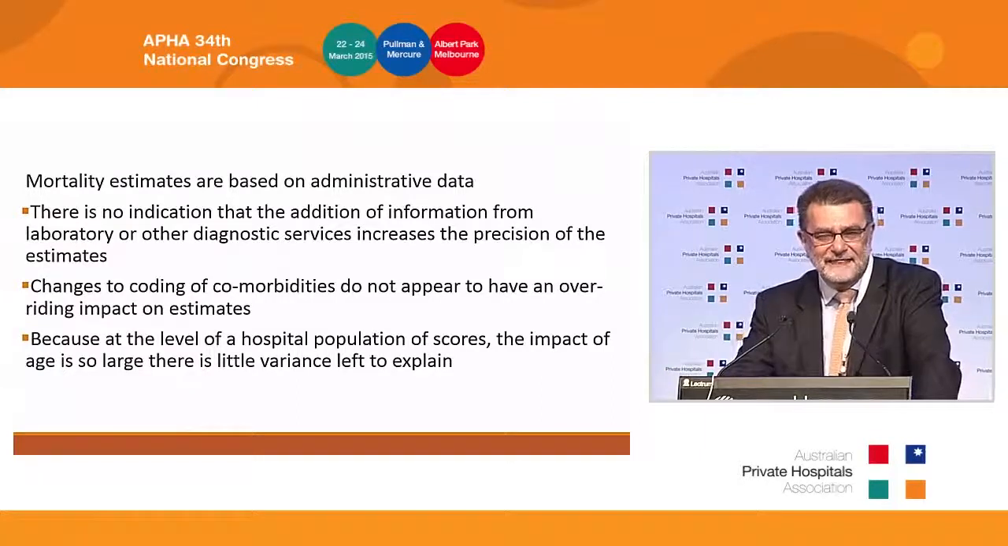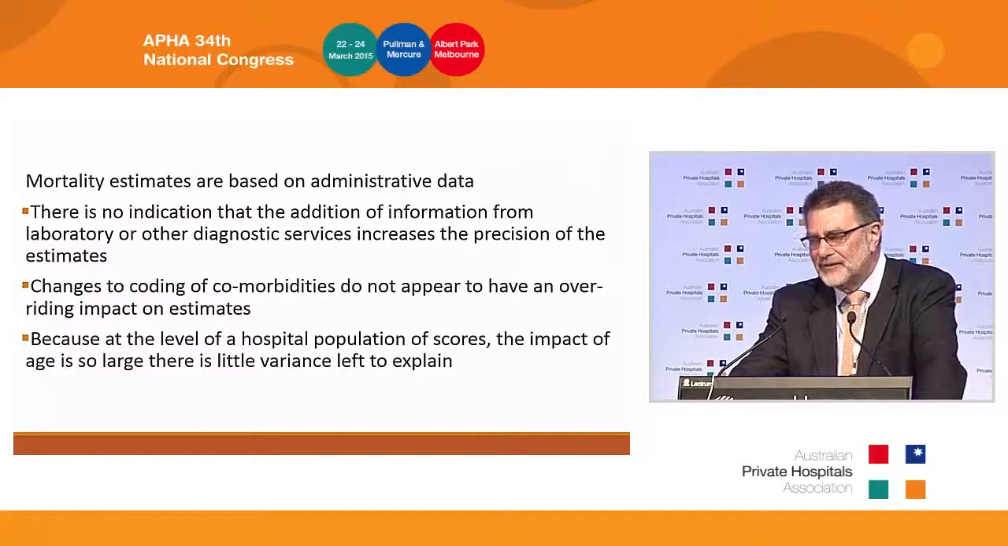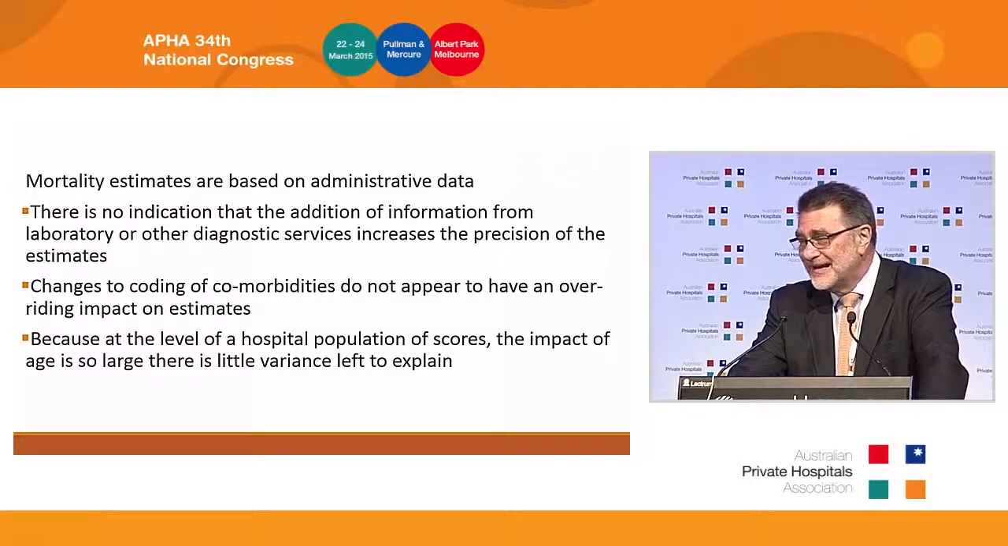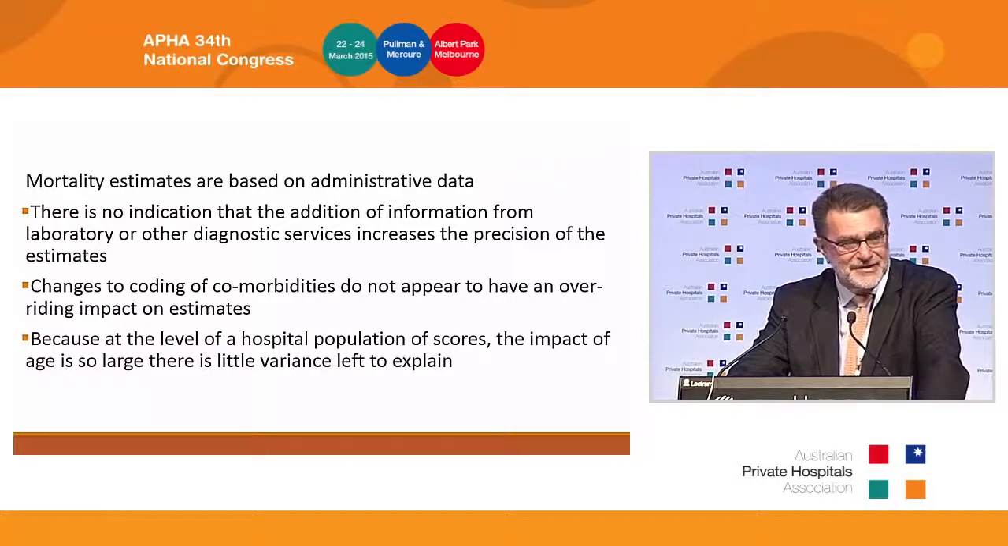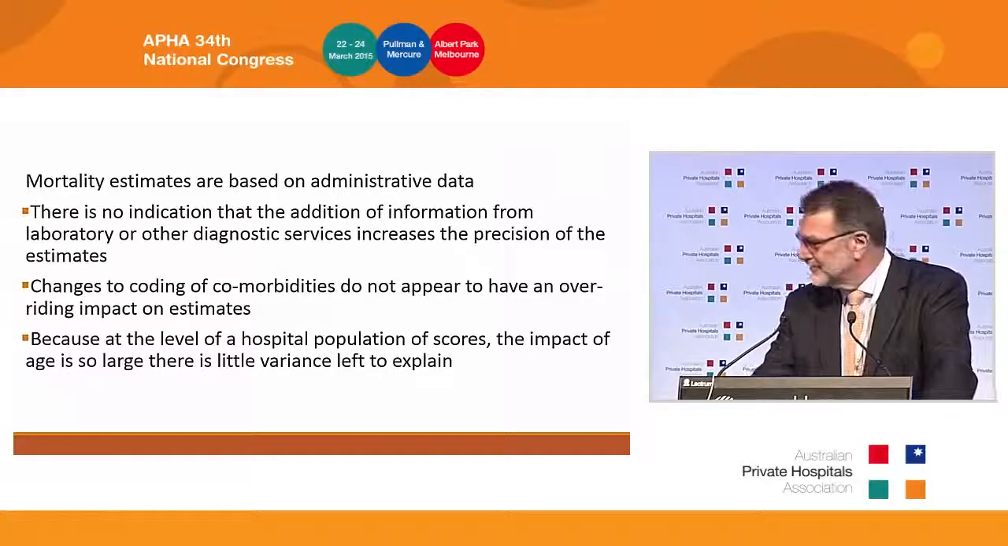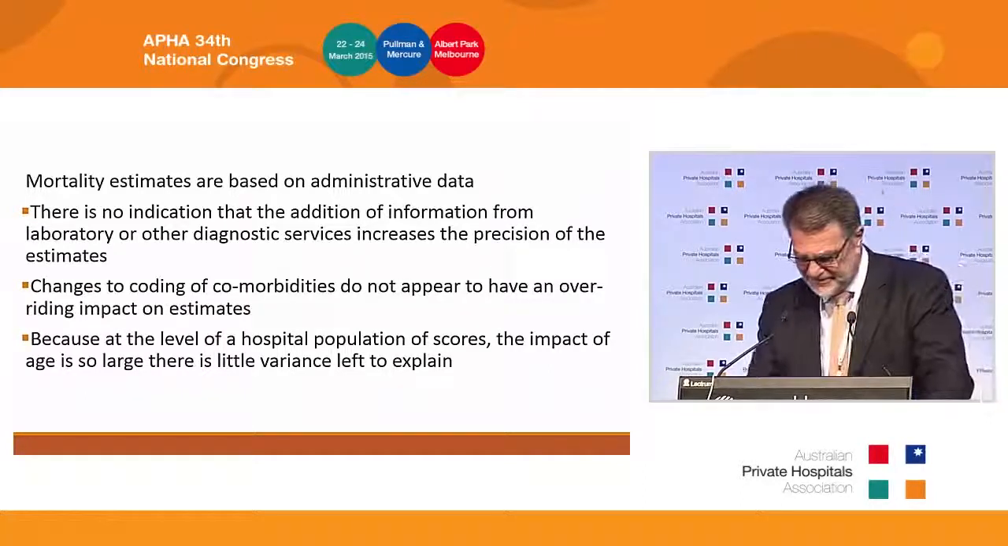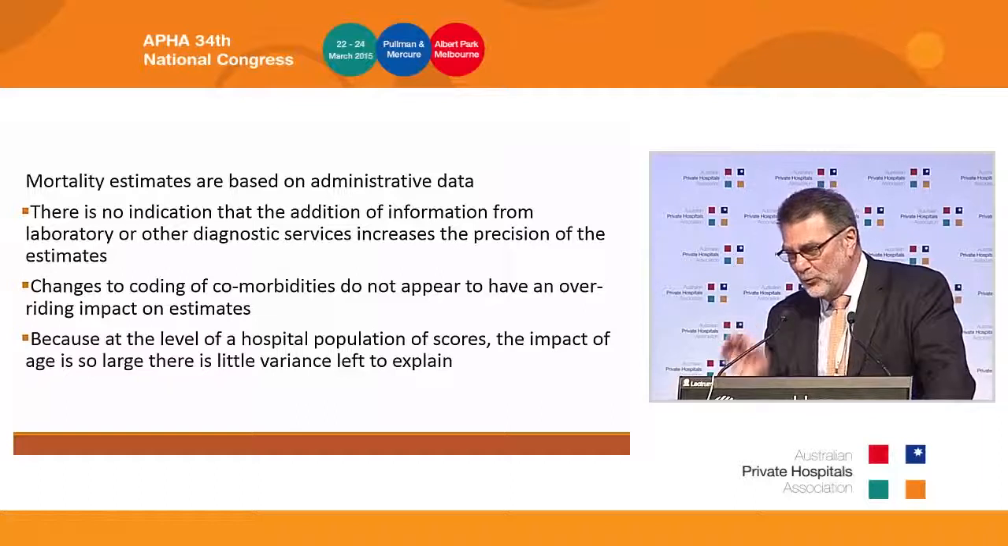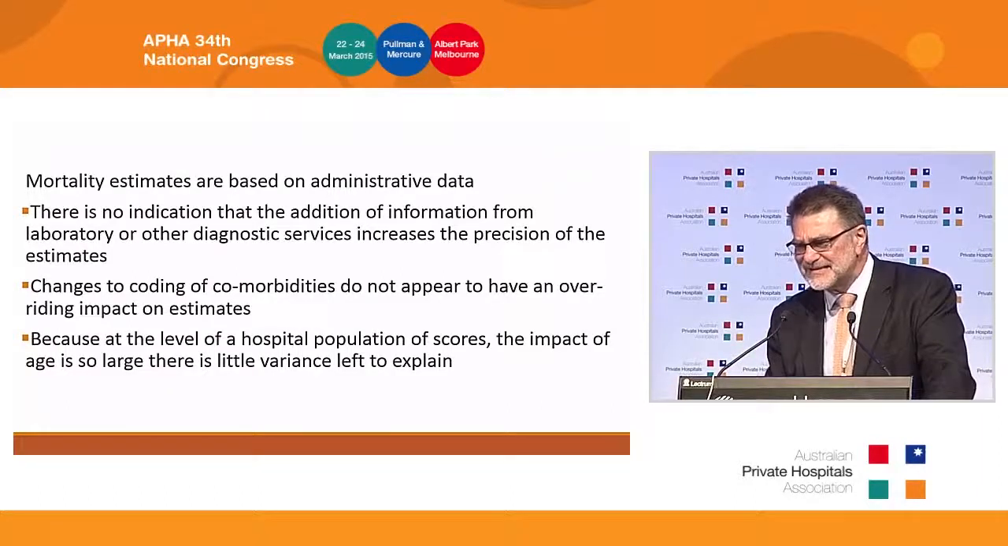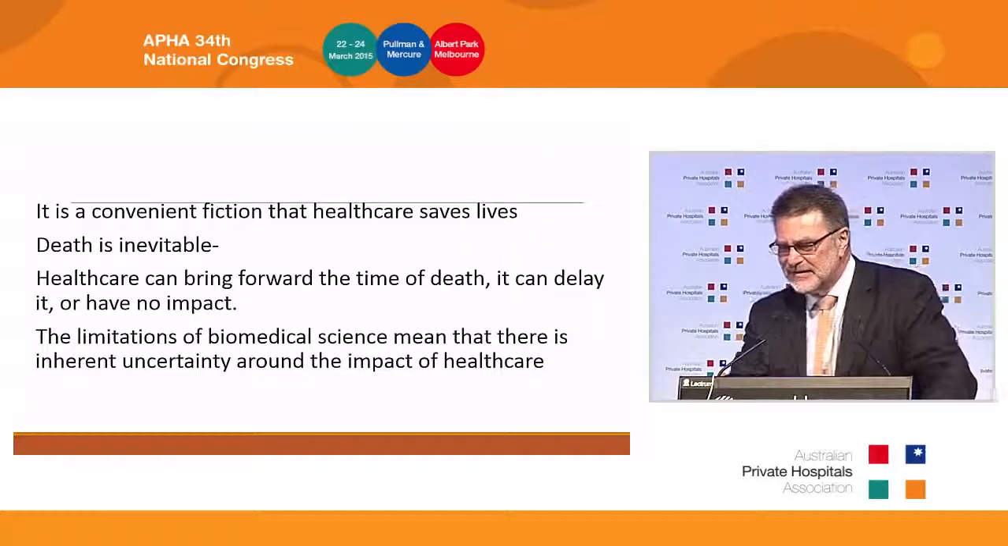Frankly, for measuring hospital population mortality, it's relatively irrelevant because the impact of age is so great on mortality outcomes that everything else, apart maybe from whether you're an emergency or an elective admission, every other influence is modest in comparison to the impact of age. And age is almost certainly accurately recorded in administrative data. Why is this so? Why does this rather crude statement hold?